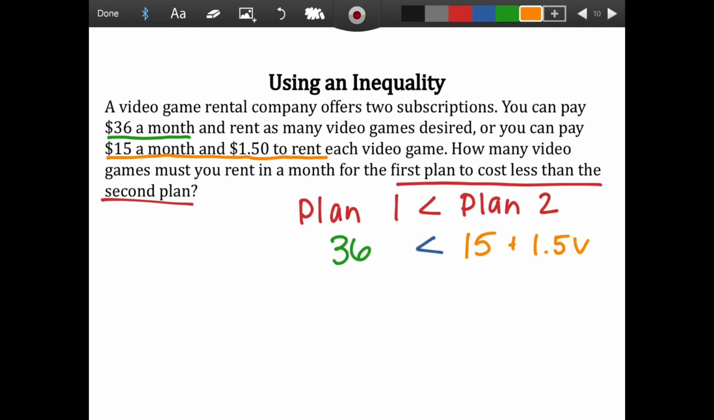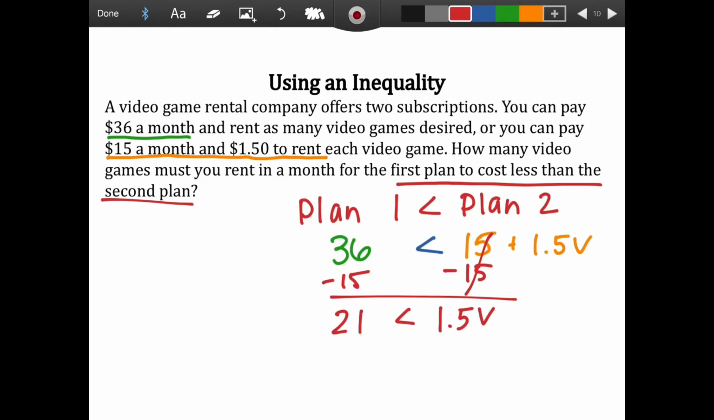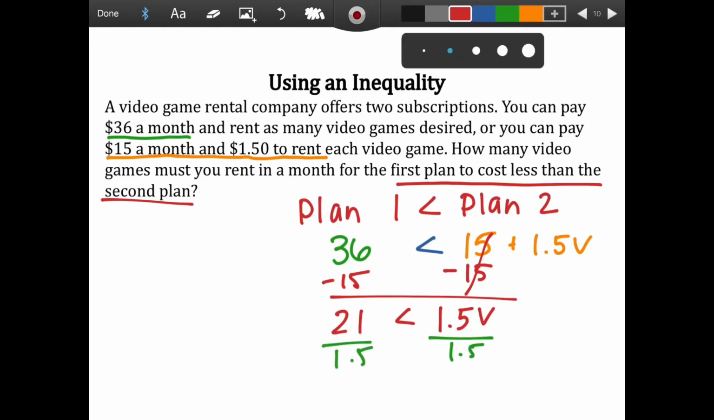So we're going to solve this inequality now that we have it set up. We're solving for v, so we need to isolate v. To get v by itself, first thing we have to do is get rid of this 15. So subtract 15 from both sides. When we do that, we have 21 is less than 1.5v. Last step to isolate v, divide both sides by 1.5. When you divide both sides by 1.5, you get 14 is less than v. So our solution is 14 is less than v.